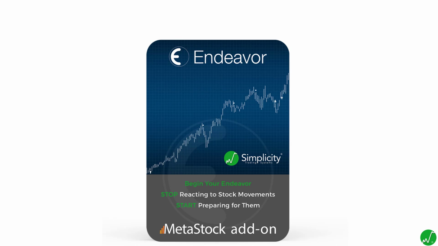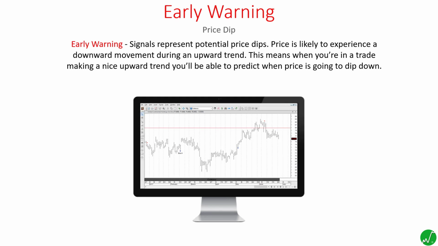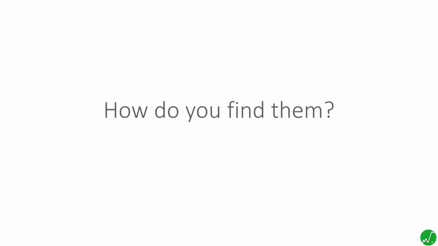Now, let's get started. So, what are early warning signals? Well, simply put, early warning signals represent potential price dips. Price is likely to experience a downward movement during an upward trend. This means when you're in a trade that's making a nice upward trend, you'll be able to predict when price is going to dip down. So the question is, how do you find them?